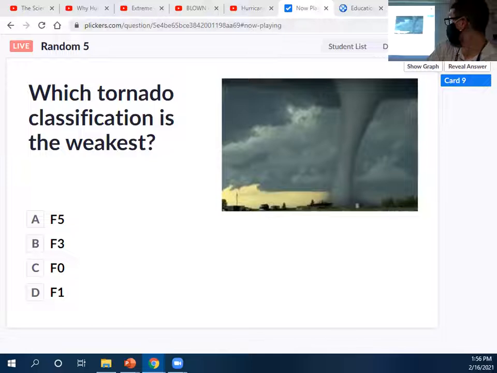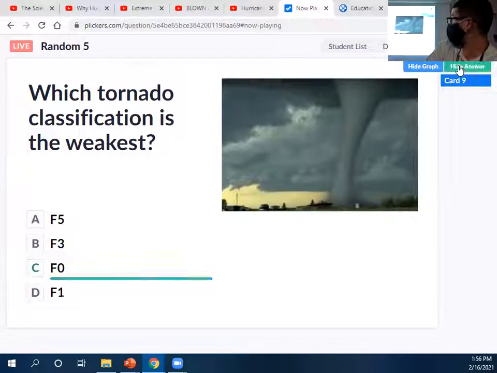The correct answer is indeed going to be F0. F0 is the weakest category, the weakest classification for tornadoes. Again, for hurricanes and tornadoes, just know the lower the number, the weaker the storm, the higher the number, the stronger the storm. Okay, let's move on to our tropical events notes from last time.